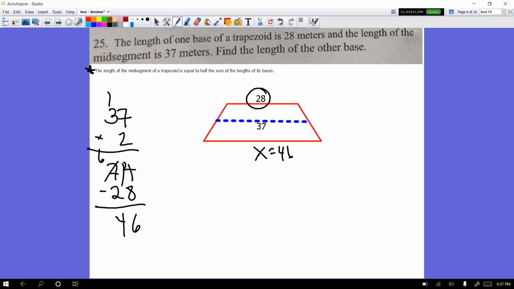So just know that if you're given a midsegment, it just means a line that's crossing through exactly the middle from one side of the slanty to the other side of the slanty, and that is going to be exactly half of whatever the top and bottom are added together. That's where the 74 came in. That was the sum of 28 and x, 74. And I had to figure out what was left so I could figure out what 28 was added to get 74. That's where I got 46.